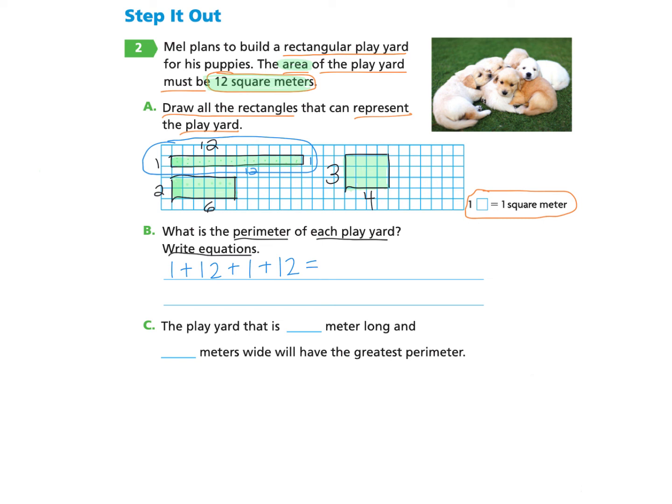If you would like to compute this on your own, you may pause to do so. And when you come back, you will find the answer is 26 meters. Now let's take a look at the second rectangle that was made. Again, each side I know that's missing the number I'm going to write in. And so then I can create the equation for the perimeter. 2 plus 6 plus 2 plus 6 for this rectangle. And if you would like to pause to compute this addition equation, you can. And when you come back, you will find the answer is 16 meters.